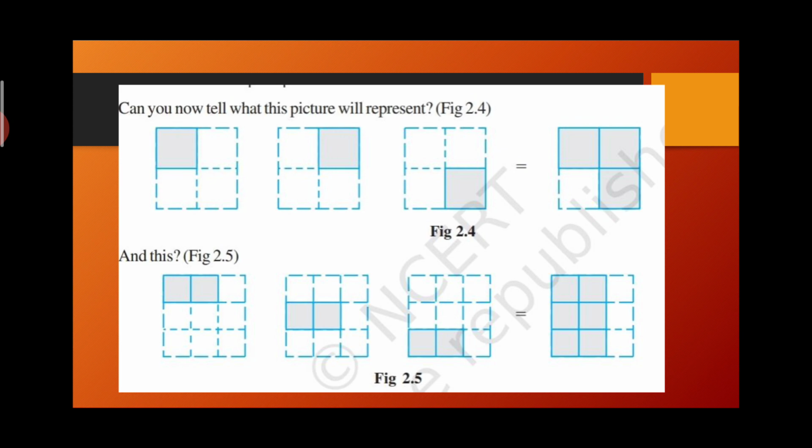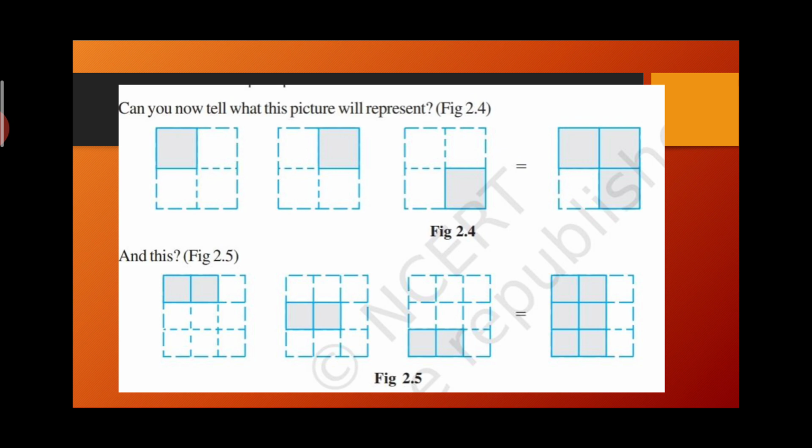Similar is the example, figure 2.5. In 2.5 you have 9 small boxes in a square, and out of 9 you have 2 shaded parts. So how will you write it in the form of a fraction? You can write it as 2 upon 9 for the first figure. For the second figure also you can write 2 upon 9. For the third figure also you can write 2 upon 9. So for the combined 3 figures, you can write either 2 upon 9 plus 2 upon 9 plus 2 upon 9, or you can write 2 upon 9 into 3.